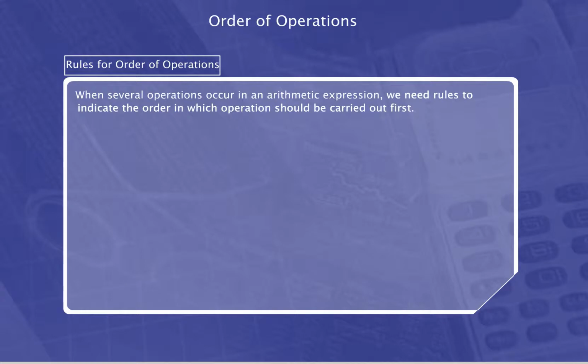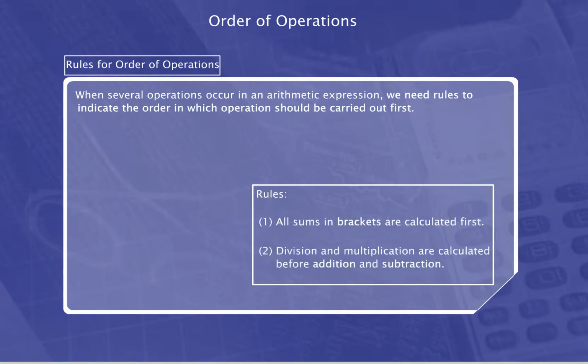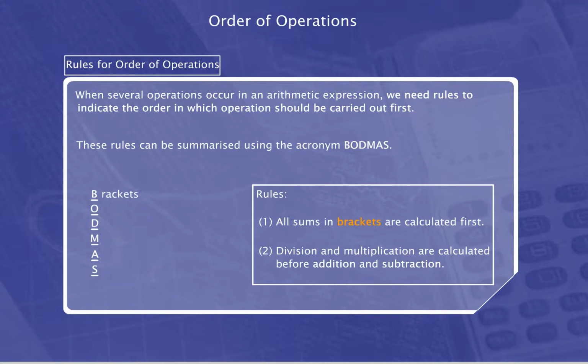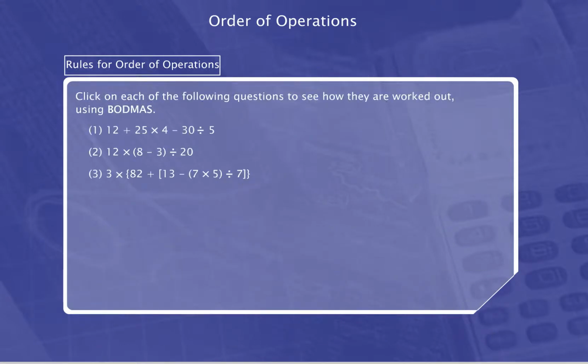When several operations occur in an arithmetic expression, we need rules to indicate the order in which operations should be carried out first. These rules can be summarized using the acronym BODMAS: Brackets, Of, Division, Multiplication, Addition, Subtraction. Click on each of the following questions to see how they are worked out using BODMAS.